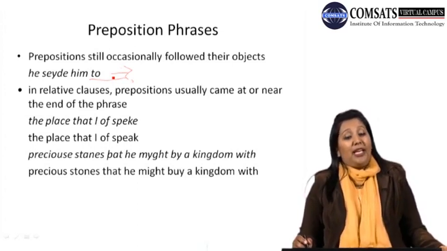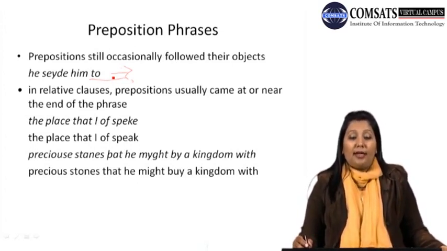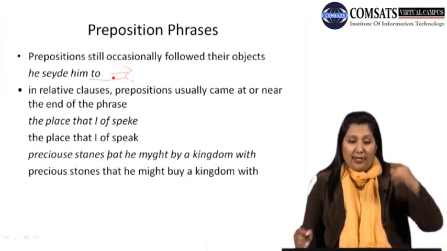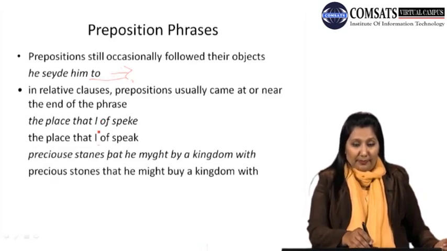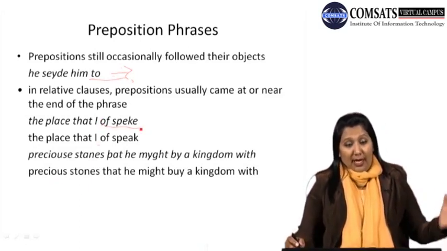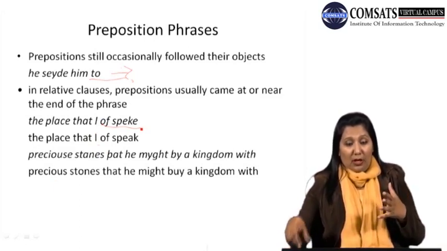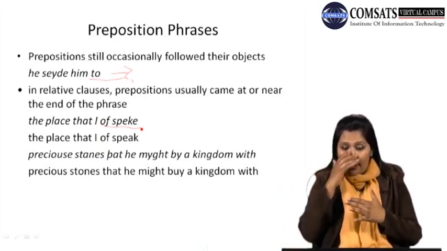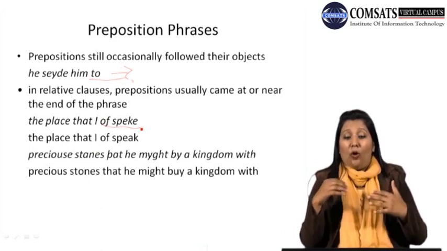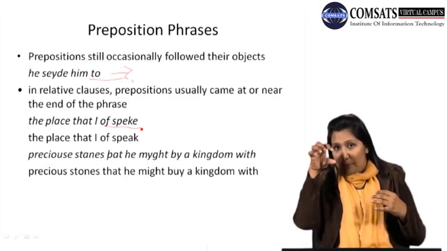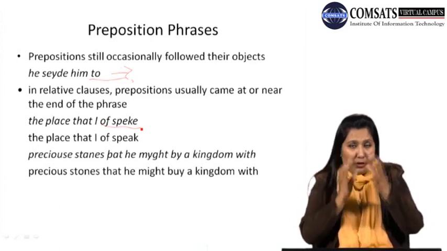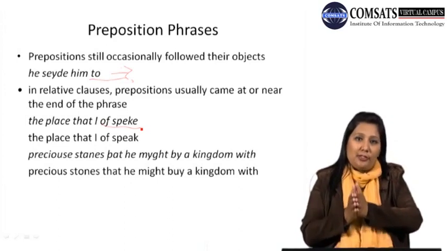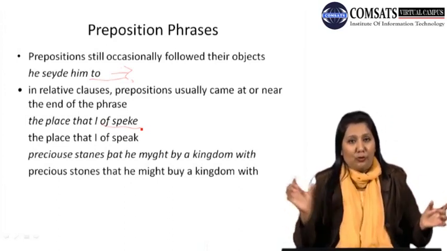In relative clauses, prepositions usually came at or near the end of the phrase. For example, the place that I of speak. Sometimes this is a different sentence construction. The structure is different. The place that I of speak. Of speak has gone to the end of the phrase. Of is a preposition having an object. Although the sequence is the same, the position of the prepositional phrase has been changed in the sentence. It has come towards the end.